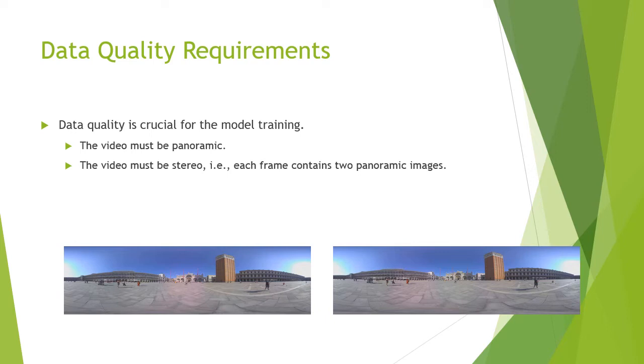First of all, the data must be videos that are panoramic. In other words, it must be 360-degree videos. And the second requirement is that the video must be stereo. In other words, each frame in the video must contain two panoramic images, one rendered for the left eye and the other one rendered for the right eye, and the two images should be a little bit different from each other.